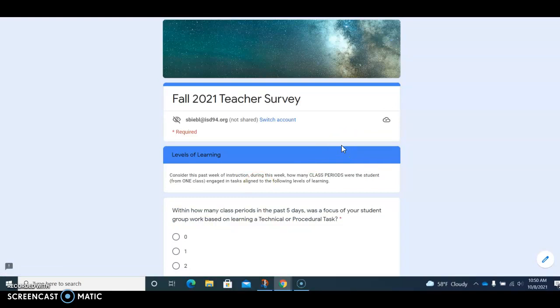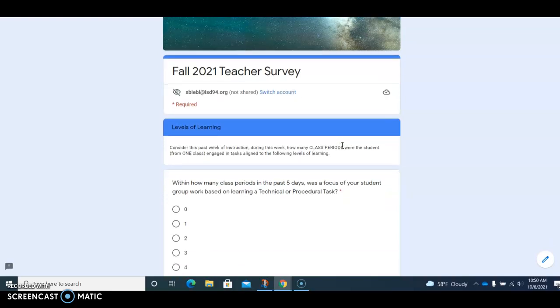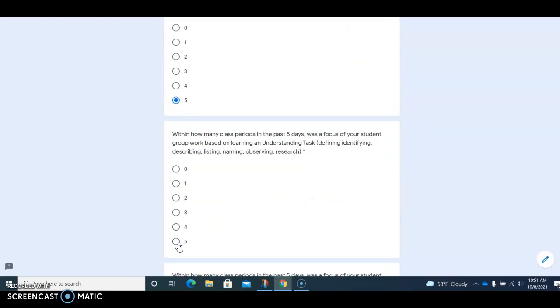This last section is the same. Again, we're thinking about how many class periods did these things happen. So over the past week, that one class that you're thinking of, how often was the focus of the work, or how many class periods, was the focus of the work technical or procedural? Was it all 5 days we did some technical and procedural? Maybe it wasn't the entire class period, that's fine. But part of the class period, we did some technical or procedural work.